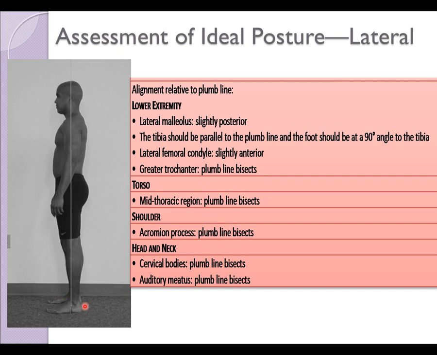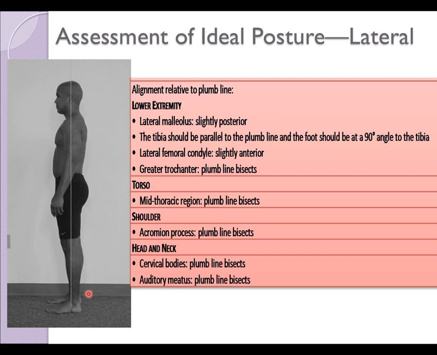And then from there, we don't tell them anything but to stand in their normal posture. This is where the plumb line should go. It should be in front of the malleolus. It should cut through the middle of the tibia, go to the lateral femoral condyle, go through the greater trochanter, through the mid-thoracic region, through the acromion process, through the cervical spine, and then through the external auditory meatus, which is your ear canal. So that's what ideal posture is when looking at the person laterally.